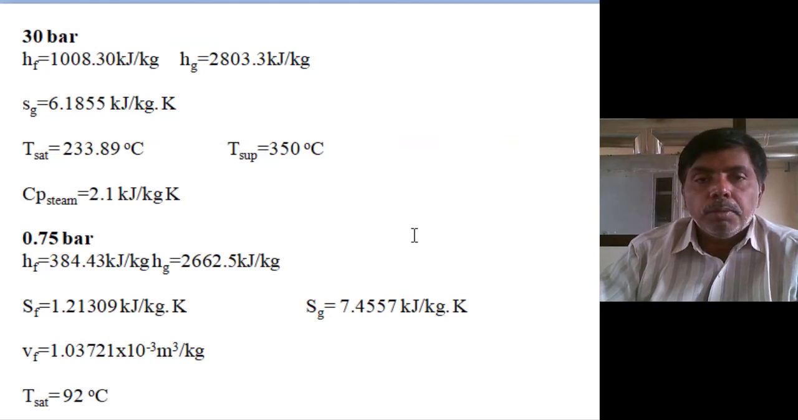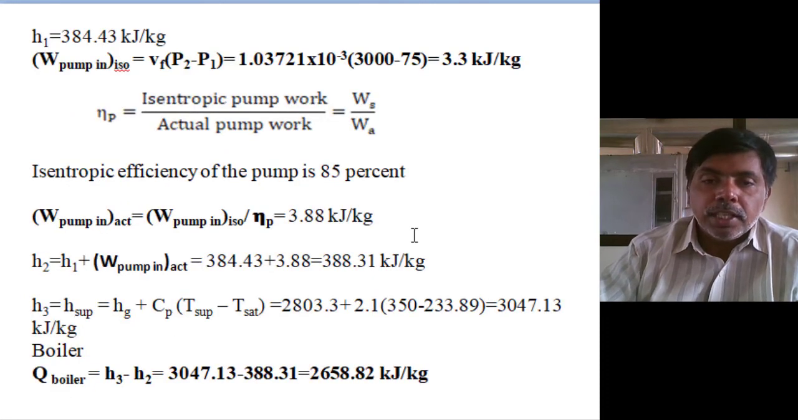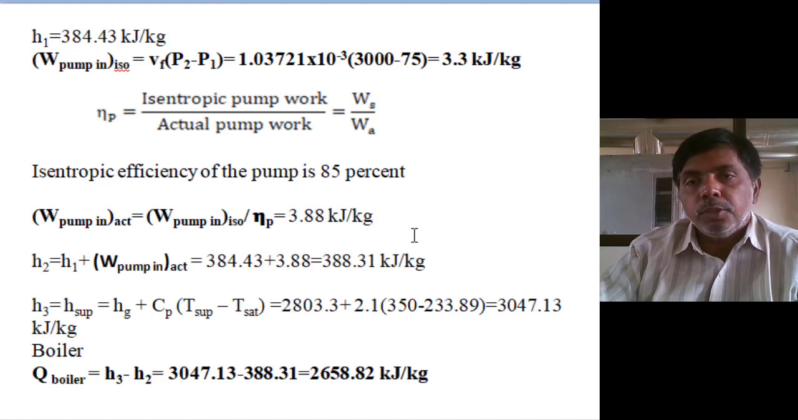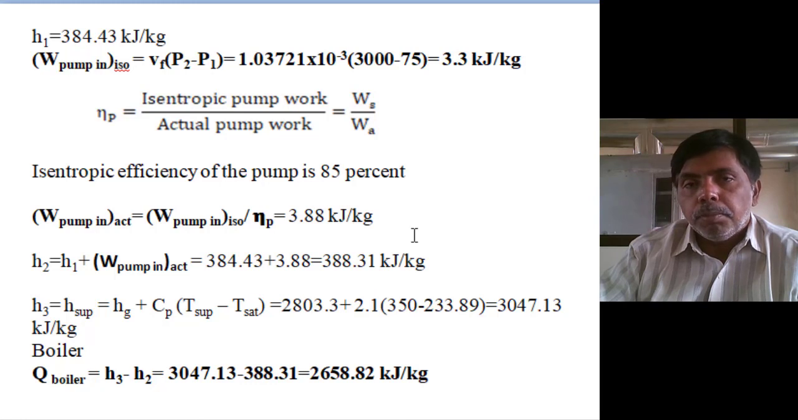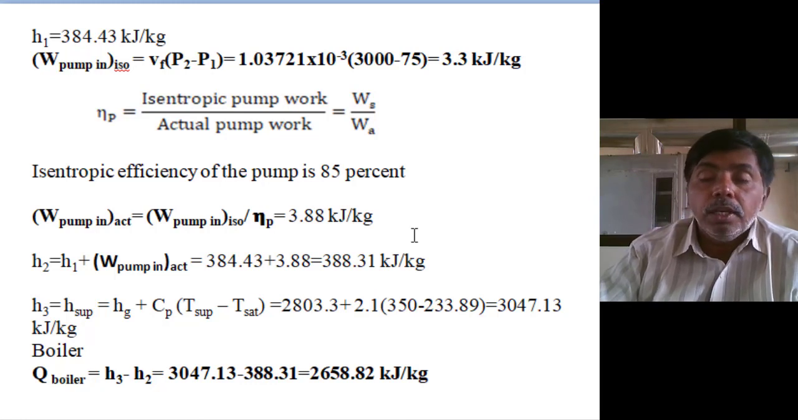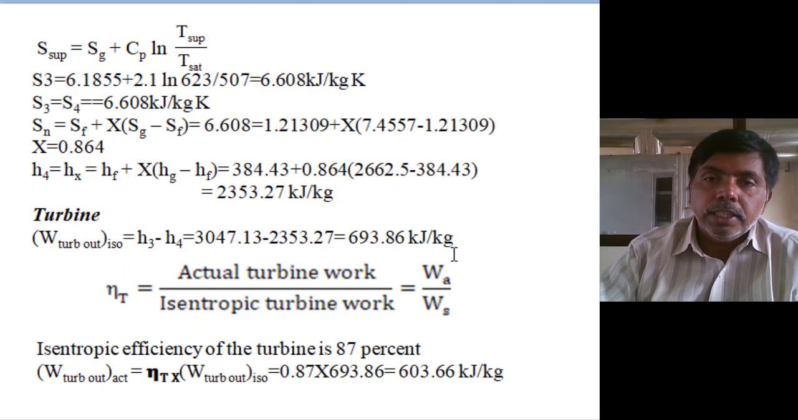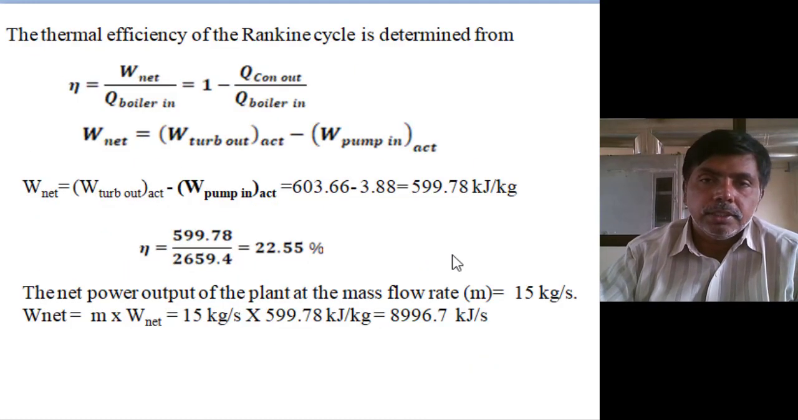First extract the problem and draw the TS diagram or schematic diagram, mark the known points, then by using the Mollier diagram or steam table you can calculate the work input to the pump, heat input to the boiler, turbine work output and condenser heat rejection. If isoentropic efficiencies they are providing, then determine the isoentropic work input to the pump or isoentropic work output from the turbine. Then you calculate the real thermal efficiency of the Rankine cycle.